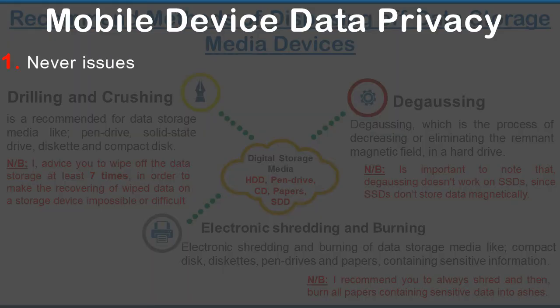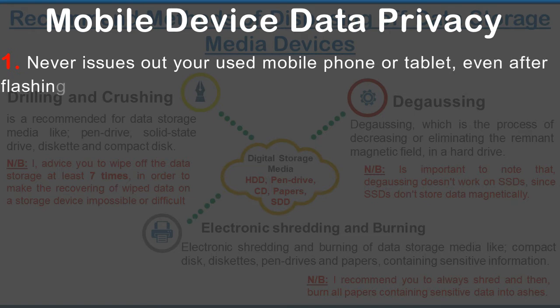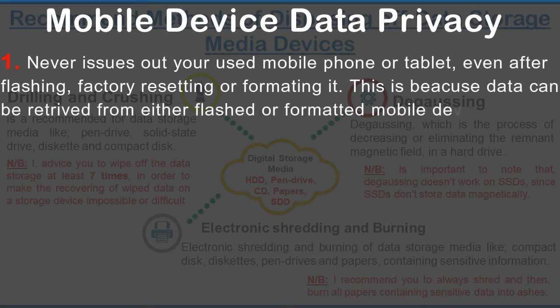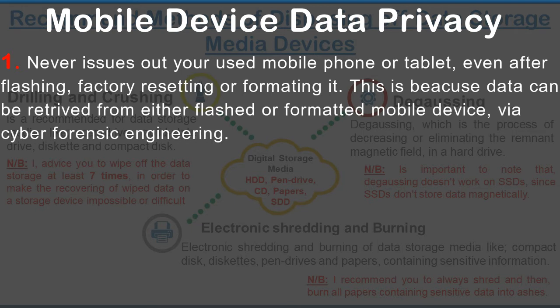Caution: never issue out any of your mobile devices that may contain any sensitive information to a relative or a friend, even if you factory reset it, flash it, or format it. This is because data flashed or formatted on a mobile device can be restored for retrieval. For this reason, never issue out your mobile device that may contain any sensitive information. Rather, damage it beyond repair.